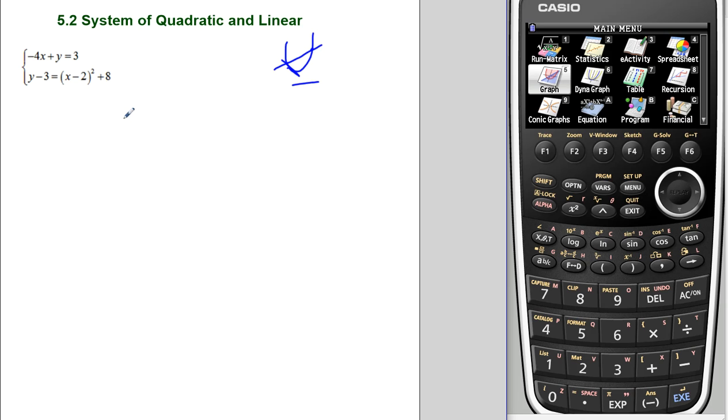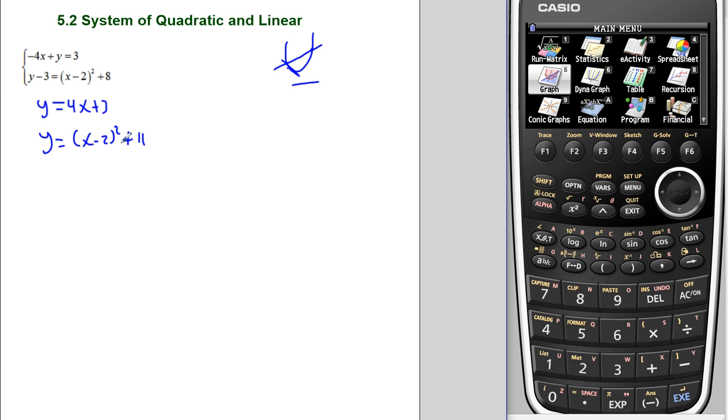So what I have here is I set up one that should have a solution, and we have different options on how to solve this. But what I'm going to do is go ahead and solve for y for both and use substitution. I can just solve for y for this one and put it in for this y, but I'll go ahead and solve for y on both. So we got y is equal to 4x plus 3, and we have y is equal to (x minus 2) squared, and that's going to be a plus 11 right there.